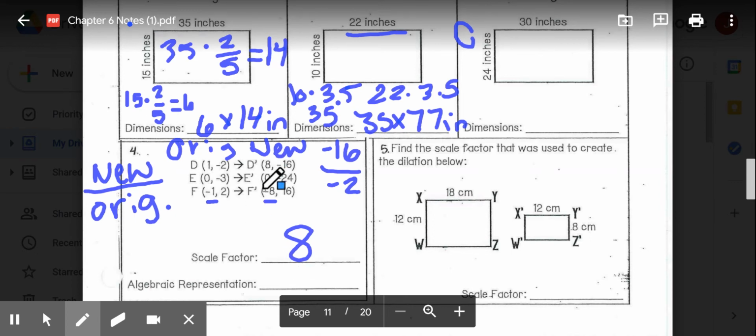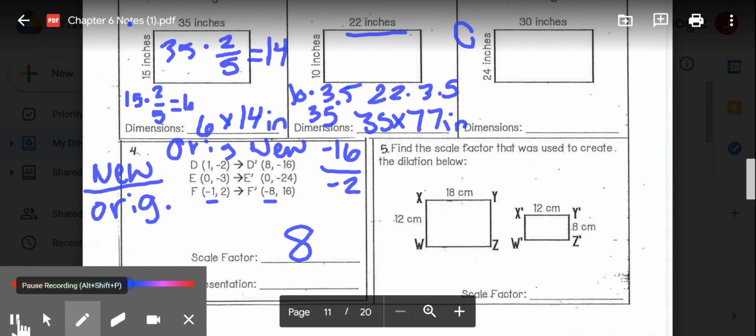I will caution you, if there's a 0, like right here, our X values for E were 0, pick a different point because we know we cannot divide by 0. So you have zeros, but just pick a different point to find your scale factor with.